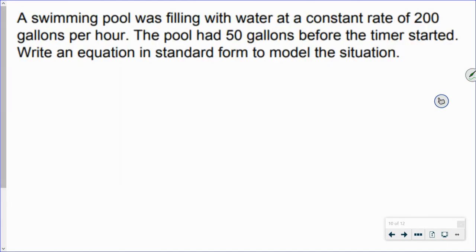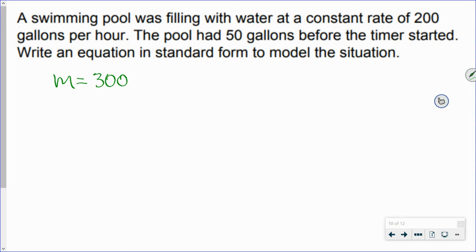Let's look at another problem. A swimming pool was filling with water at a constant rate of 20 gallons per hour. What is that? When I say 20 gallons per hour, what is that called? That's a constant rate of change. Absolutely. So a constant rate of change of 200 gallons per hour. Okay, so that's 3 over 1. Don't have to write the 1 in the denominator. The pool had 50 gallons before the timer started.